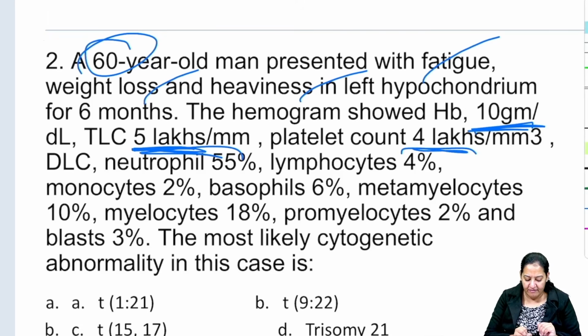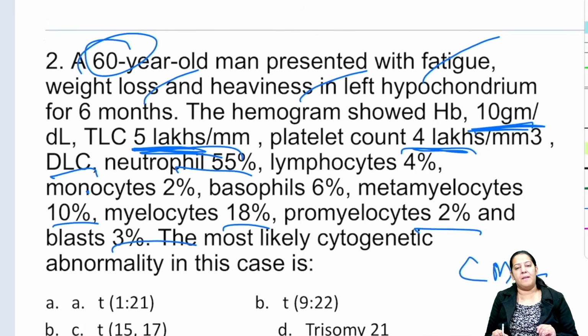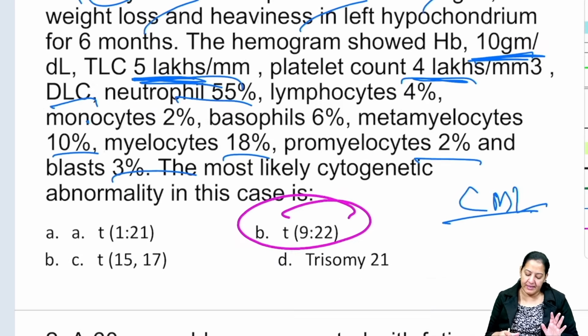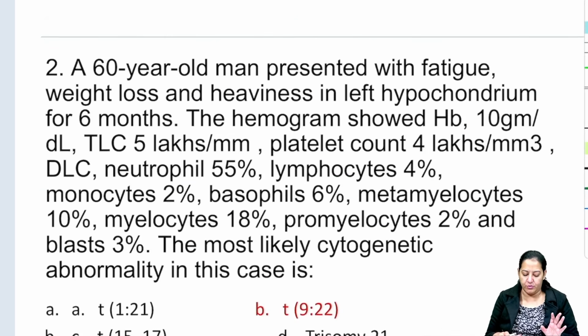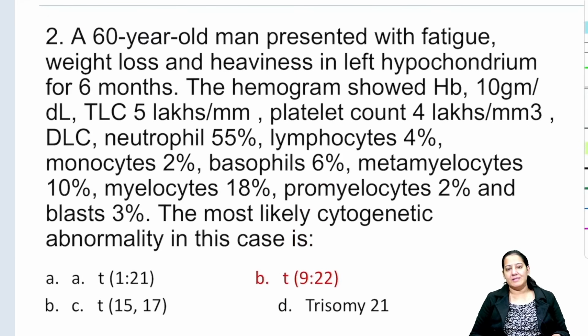Then the DLC, that is differential WBC count. In the differential WBC count, we can find promyelocyte, myelocyte, metamyelocyte, all of them. So definitely the diagnosis is CML without any doubt. Now what is the pathogenesis of the CML? The pathogenesis here is translocation 9;22, right? So the correct answer here is 9;22. So that's all about CML. I hope you learned and enjoyed the topic. Thank you.